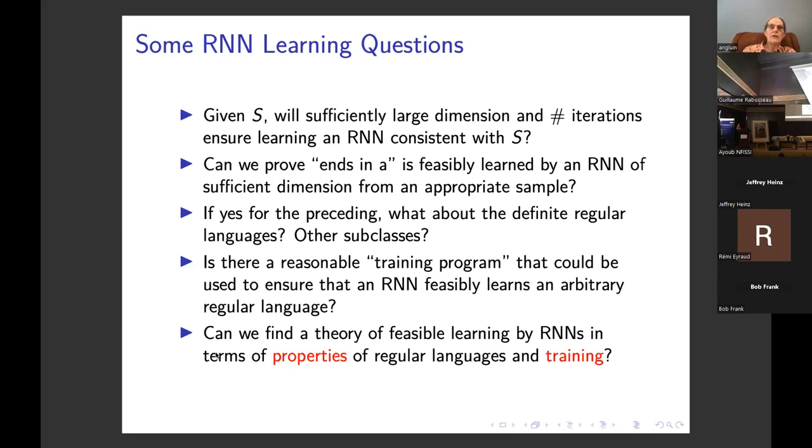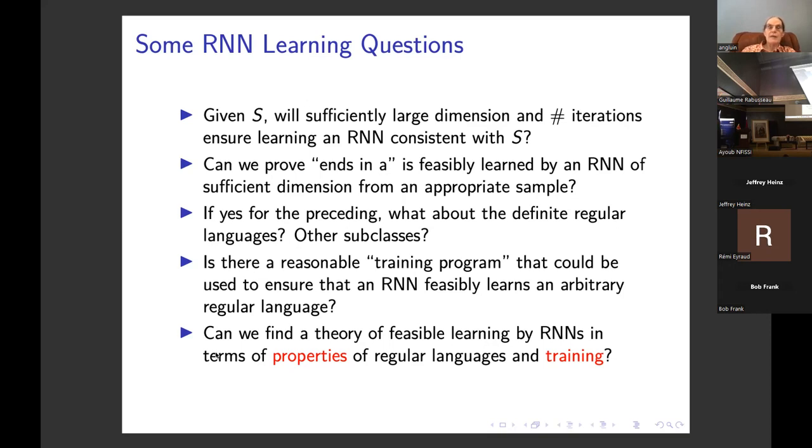Another question that comes up is, if you're given that the learning program is some fixed gradient descent variant, could we devise a training program, a way of presenting examples over time, that would cause the RNN to learn an arbitrary regular language? I experimented with this a little bit. You pretend that the language is actually something simpler by modifying the sample. And then once it's got a pretty good bead on that simpler language, you provide the actual examples so that it will move to the actual language. I can't prove anything and don't know anything general here.